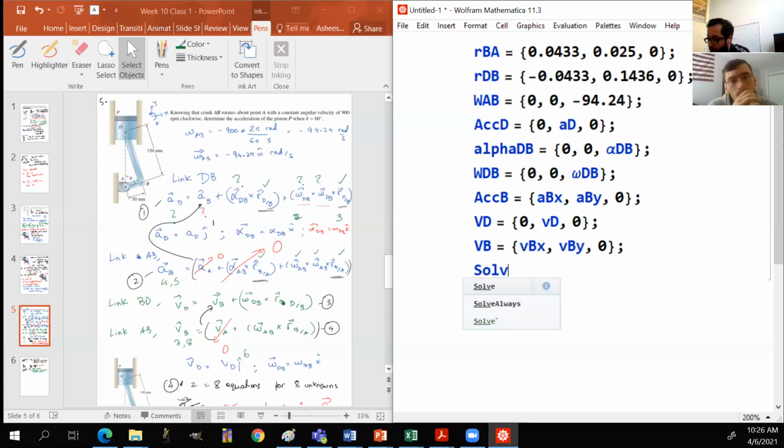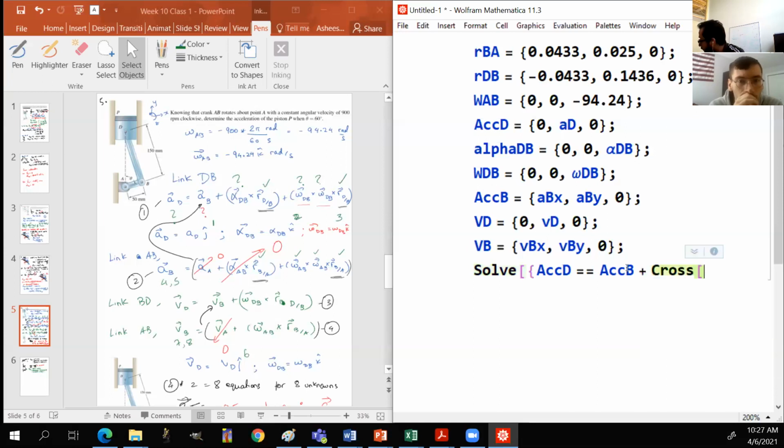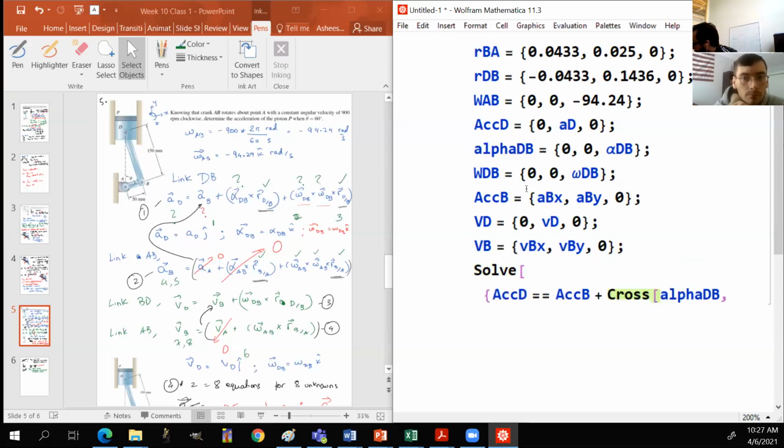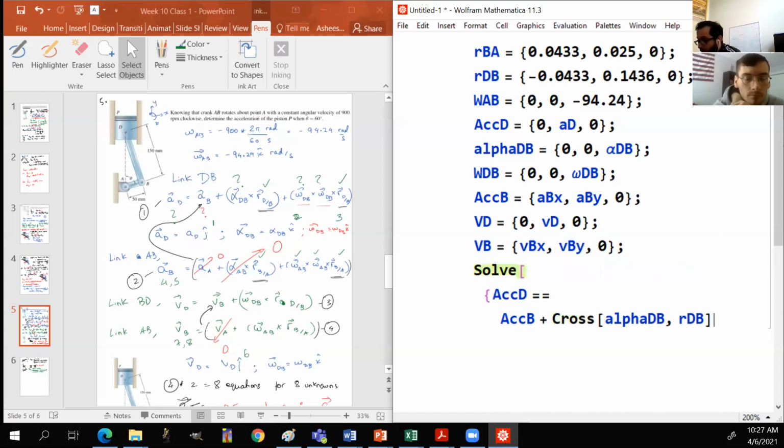So now we're going to solve for the first expression, which is acceleration of D equal to the acceleration of B plus the cross product of alpha dB crossed with R of D relative to B plus cross product of omega dB.